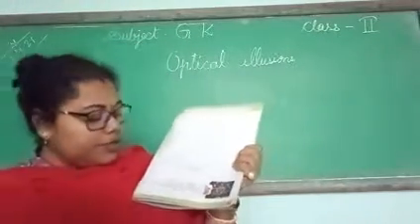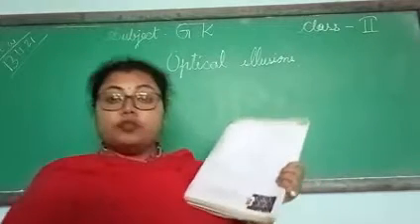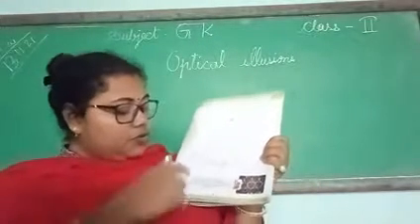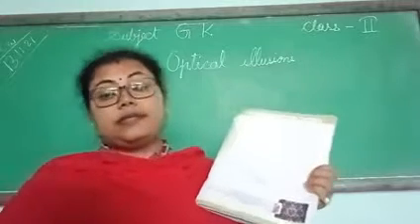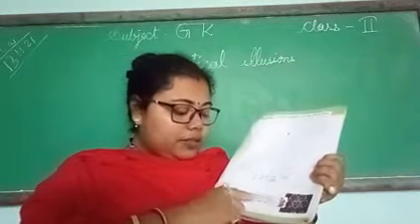Now next, there is some information given. See this picture? So many colors are there. It is a kaleidoscope. A kaleidoscope is a toy consisting of a tube.